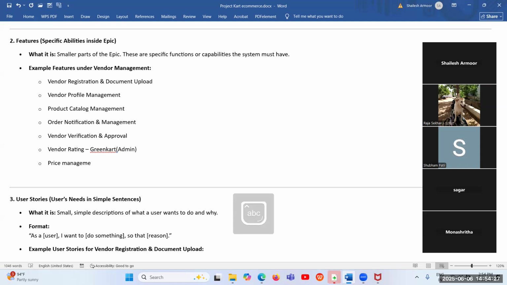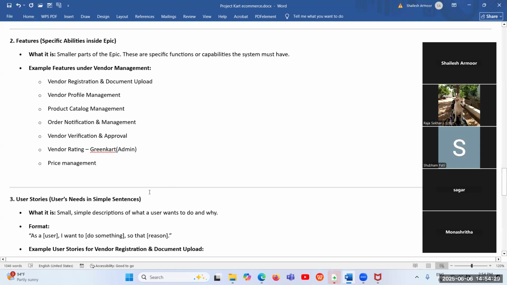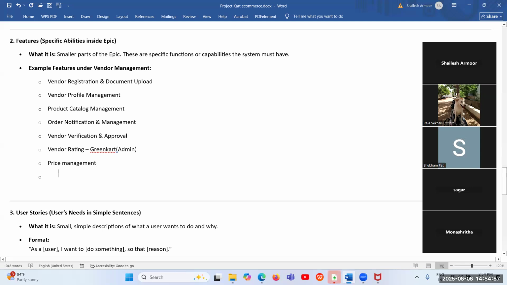Okay, Sagar, that comes under catalog management, isn't it? Yes, while listing the product we will have that feature. I know, but he suggested one feature, right? So for his sake, I'm writing it. I'm making it clear. Vendor profile management, vendor registration and documents also come there. But the reason I differentiated is that you want to know the features first. Okay, Sagar, anything you want to add? Feature-wise, do you have any thoughts?